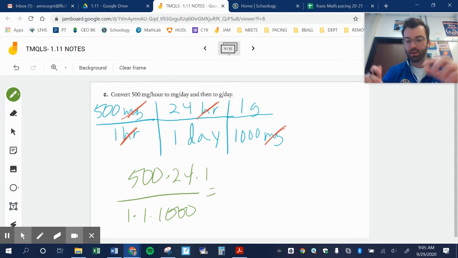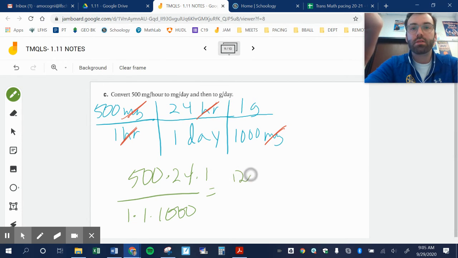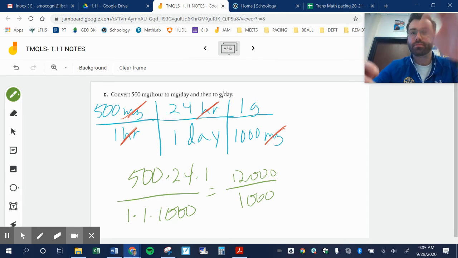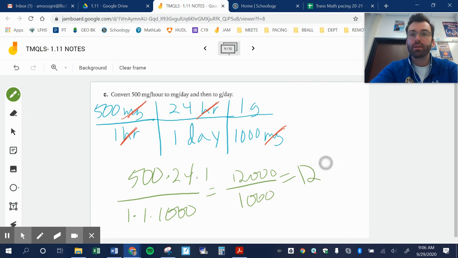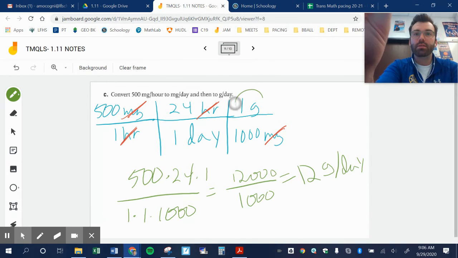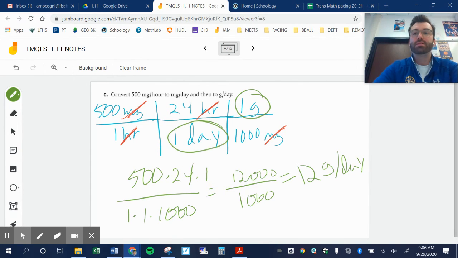500 times 24, I get 12,000. Divided by 1,000 is just 12. Sorry, I forgot to write that down. 12 grams per day. And I ended here, grams per day. The units did not cancel out. That's how I know.